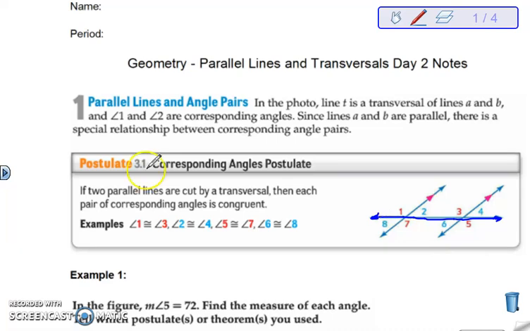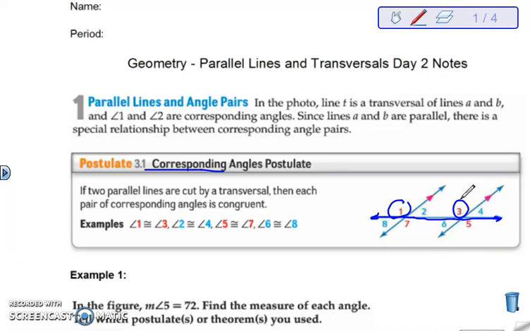Right, so we said our corresponding angles are on the same side of the transversal, but one's inside and one's outside. So it ends up being something where they're both in the same position relative to the transversal on each line that crosses through that transversal line.